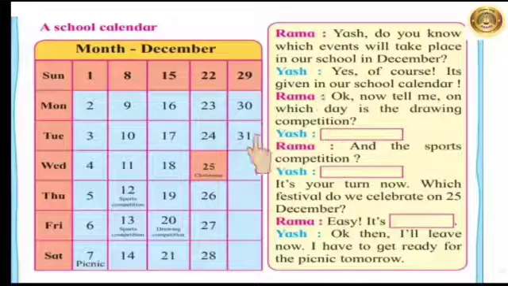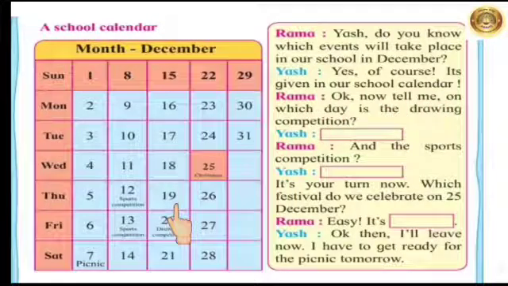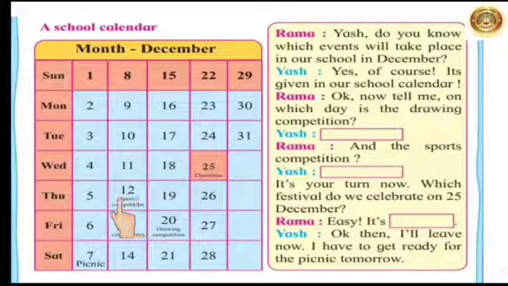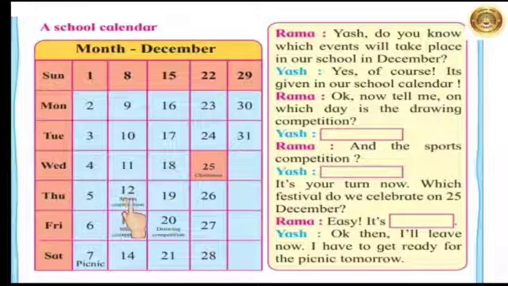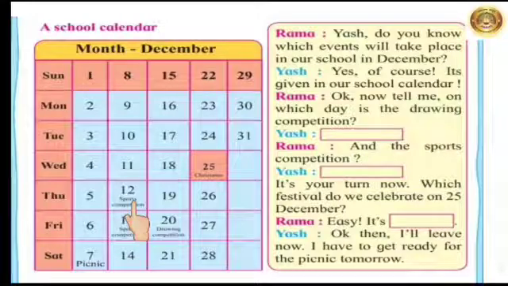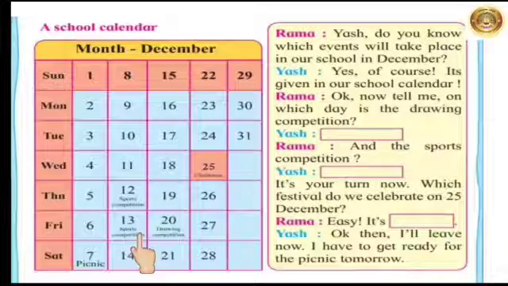So children, Rama is asking Yash about the events in their school. Yash said that it is given in our school calendar. So let's see what events are given here, children. Yes, here they have given sports competition for 2 days, on 12th, that is Thursday, and on 13th of December, which is Friday.